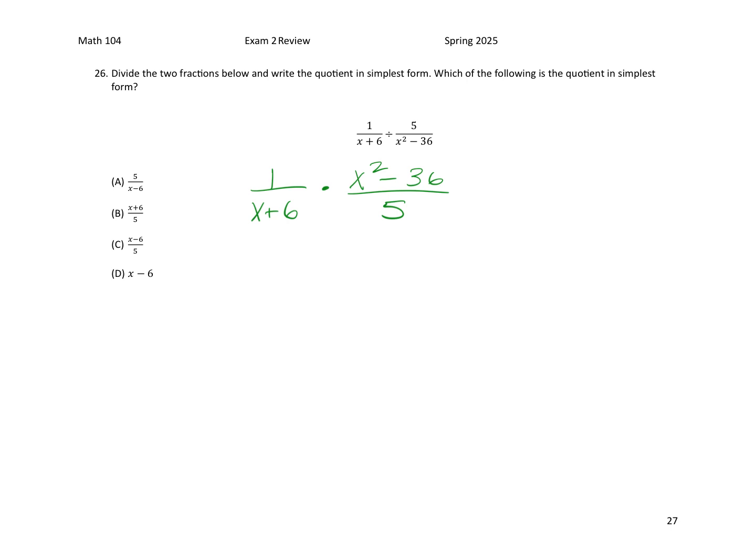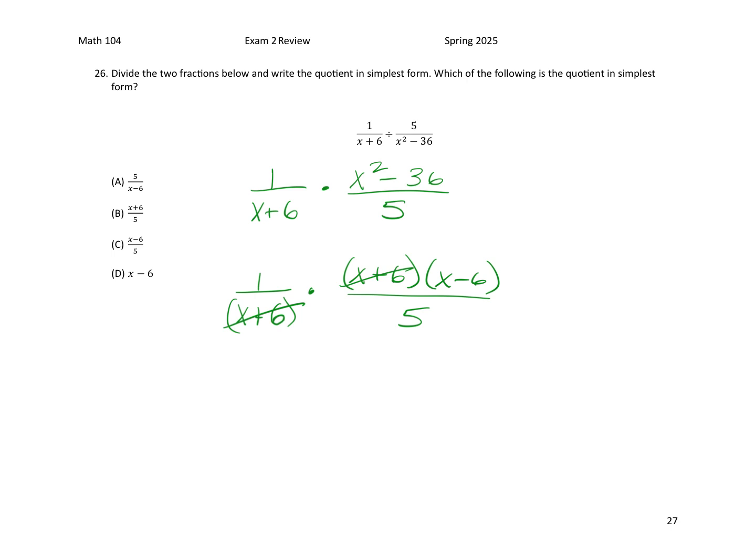So now I'm going to factor everything as much as I can. Hopefully I'll have some identical factors on the top and the bottom that can cancel. So I have 1 over x plus 6. That cannot factor anymore. X squared minus 36, that's a difference of two squares. So it factors to x plus 6, x minus 6 over 5.